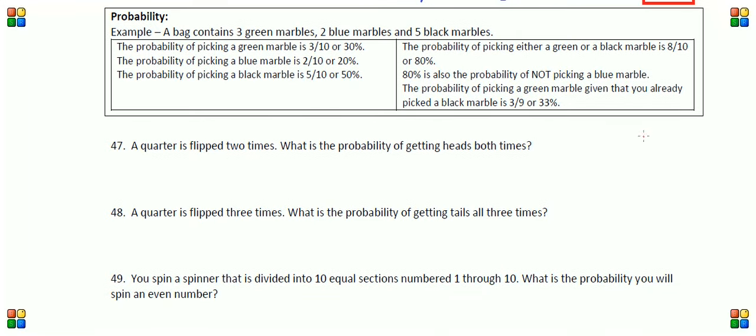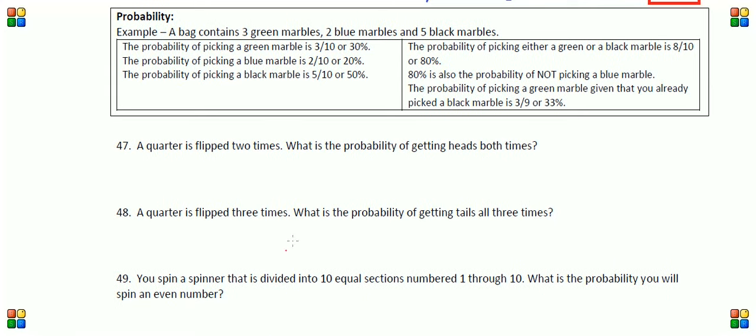Number 47. A quarter is flipped 2 times. What is the probability of getting heads both times? So we're flipping it 2 times. That means we have 2 trials, and we're looking to get heads both times. So that means I flip it once and it lands on heads. I flip it a second time, it lands on heads.